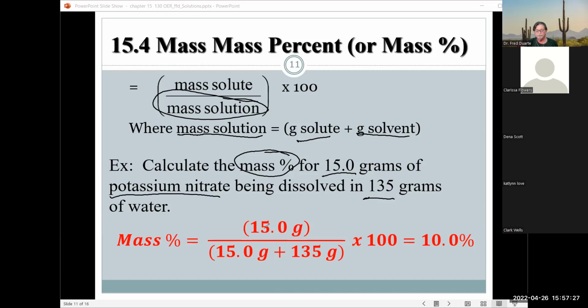And so we plug it in, it's 15 divided by 15 plus 135 times 100. That means that if I take 15 grams of potassium nitrate and I dissolve it in 135 grams of water, I will have a 10% solution. Okay, that is a 10% solution by mass. And sometimes you might see it by volume, if they're liquids, your volume of the solute and the volume of the solution. You use the same type of calculation here. All right.